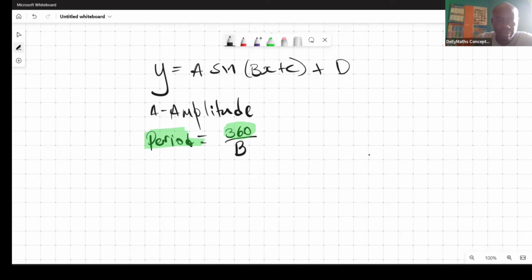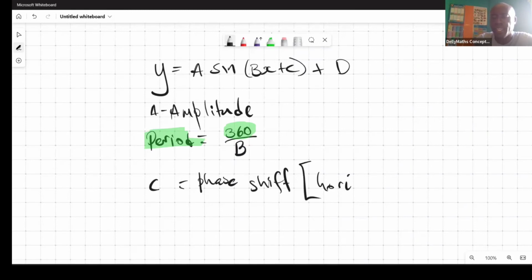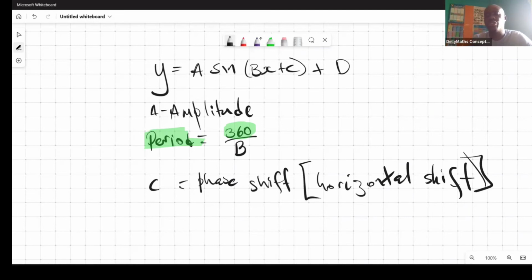What is c? c will be our phase shift, and the phase shift is what we refer to as a horizontal shift, where your graph would either move to the right or to the left. We'll get into that shortly. d is our vertical shift.